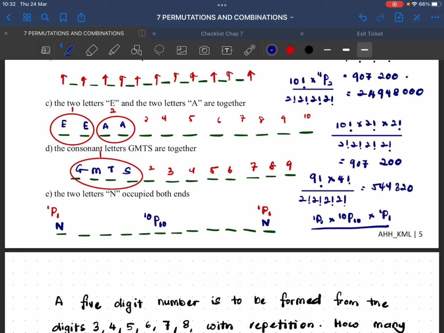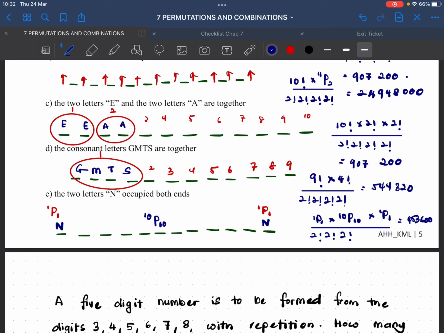Jangan lupa ada repeated object for A 2 factorial, for E 2 factorial, for R 2 factorial. Tapi jangan lupa yang N ni dah particular. Okay, so tak ada lagi repeated dekat situ. So you don't have to multiply by 2 factorial lagi. Okay, so here you're gonna get the answer 453,600. Okay, so that's it for permutation.